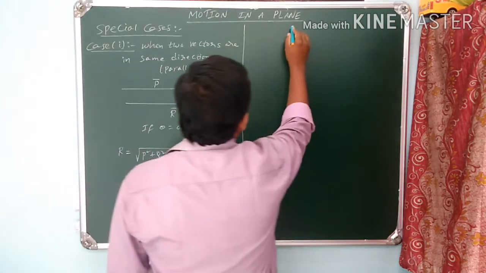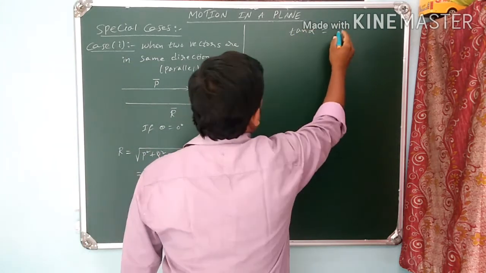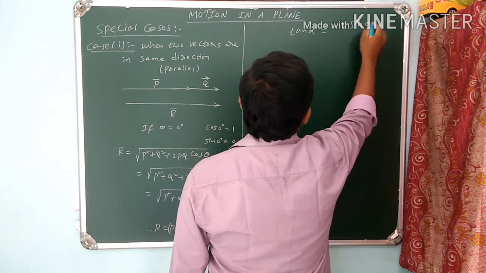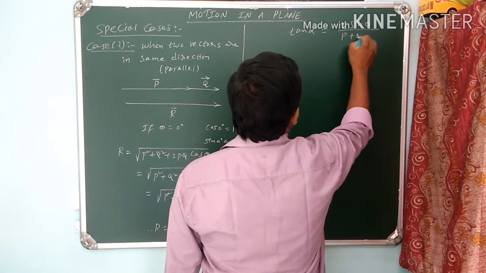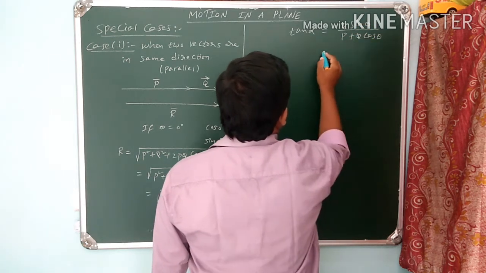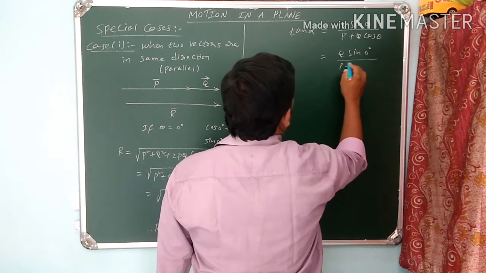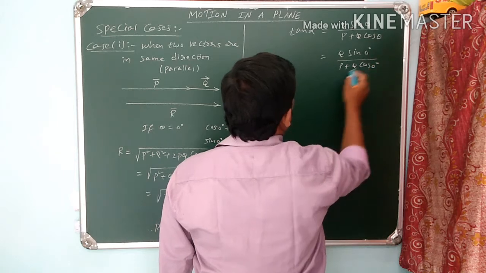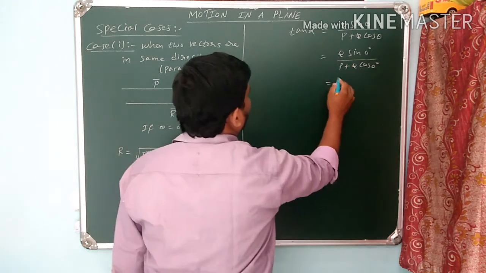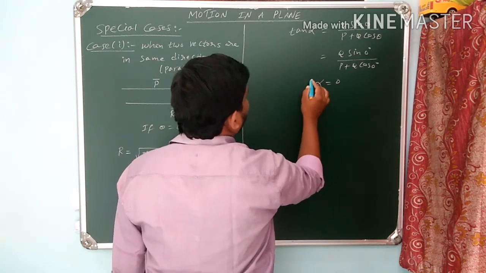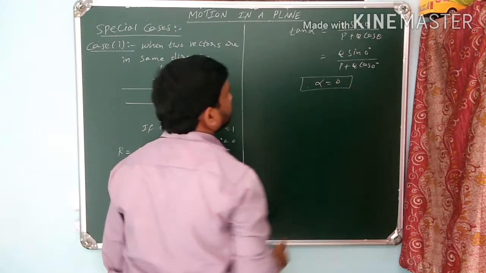Then the direction of the resultant: tan alpha equals, you know the formula, q sin theta by p plus q cos theta, that is equal to q sin 0 degrees by p plus q cos 0 degrees. Sin 0 is 0 and anything times 0 is 0. Therefore, alpha is 0 degrees.